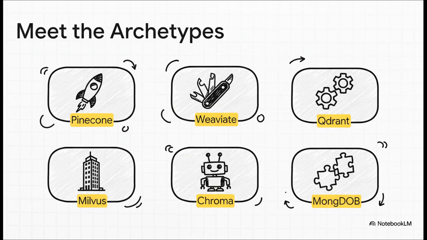Chroma is definitely the developer favorite for just getting a prototype up and running fast. Milvus is the enterprise solution for when you need to scale, like really scale. And MongoDB is the integration winner. If you're already using it, it's kind of a no-brainer. So the real question you have to ask yourself is, which one of these sounds like what I need?